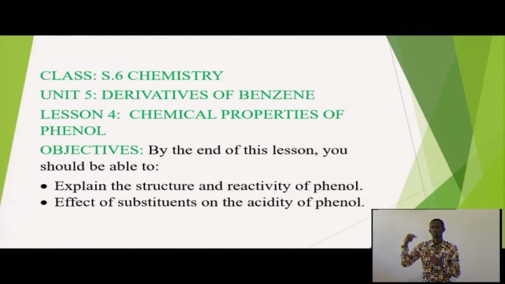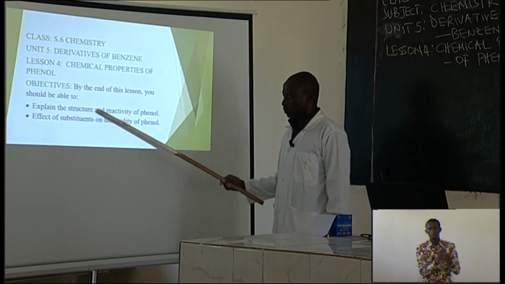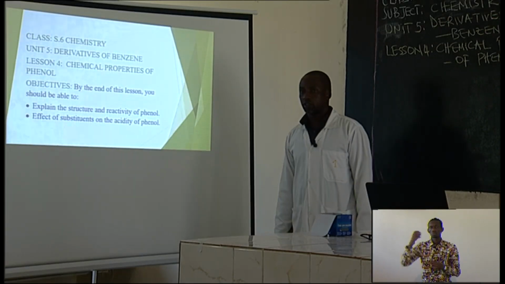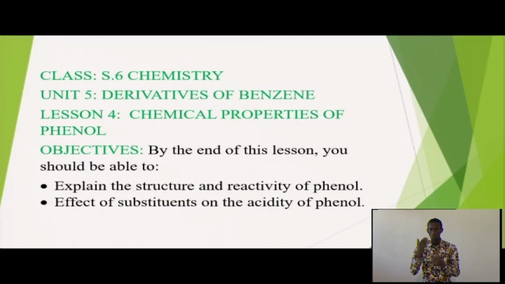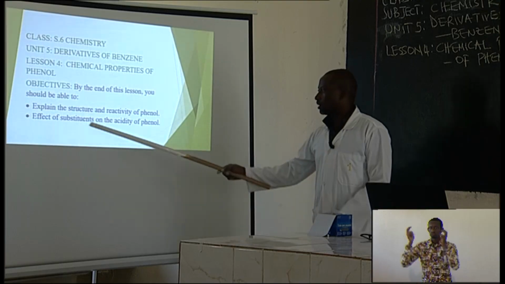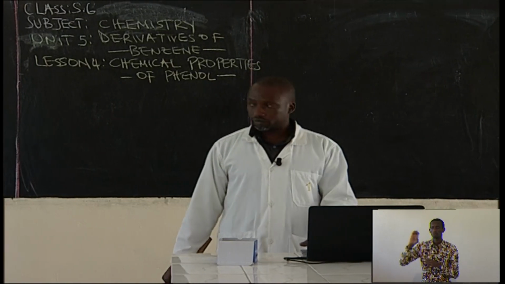Our objective, we have only two objectives today. We'll explain the structure and reactivity of phenol, and then we'll see the effect of substituents on the acidity of the phenol. Structure and reactivity of phenol, that is what we are looking at. I repeat again: the structure and reactivity of phenol, and then the effect of substituents on the acidity of phenol.